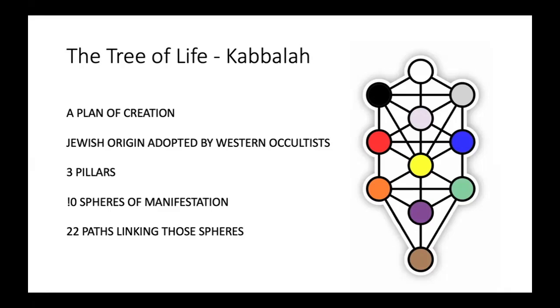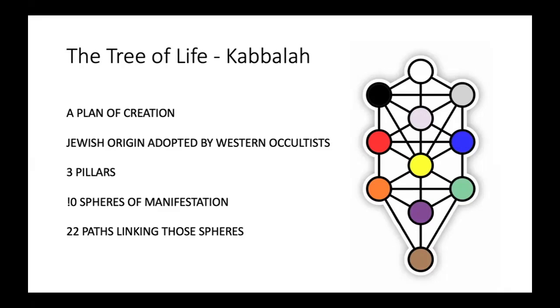But notice the pattern. There are three pillars. There's a left-hand side where the pillar has black, red, and a kind of orangey, earthy, browny colour. The one on the right is white, blue, and green, and one straight down the middle, which actually is the white one to the brown one, earth.